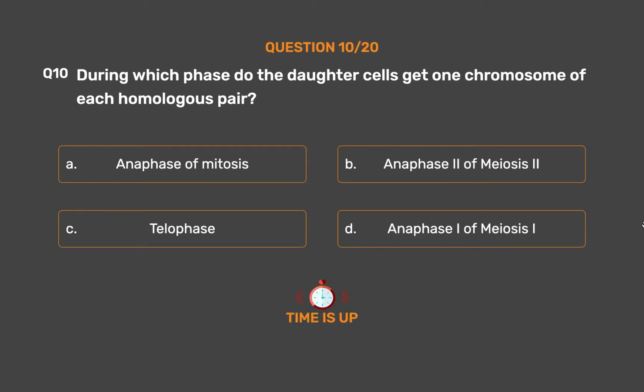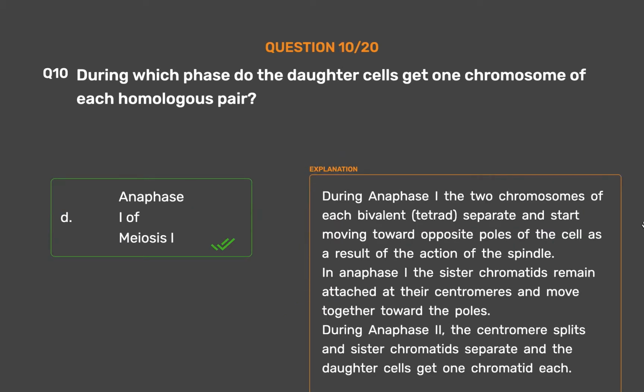The correct answer is option D. Anaphase I of meiosis. During anaphase I, the two chromosomes of each bivalent tetrad separate and start moving toward opposite poles of the cell as a result of the action of the spindle. In anaphase I, the sister chromatids remain attached at their centromeres and move together toward the poles. During anaphase II, the centromere splits and sister chromatids separate, and the daughter cells get one chromatid each.